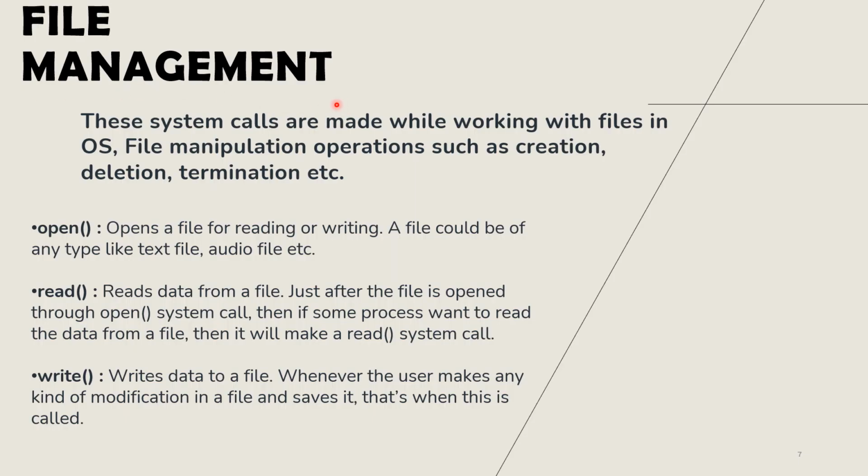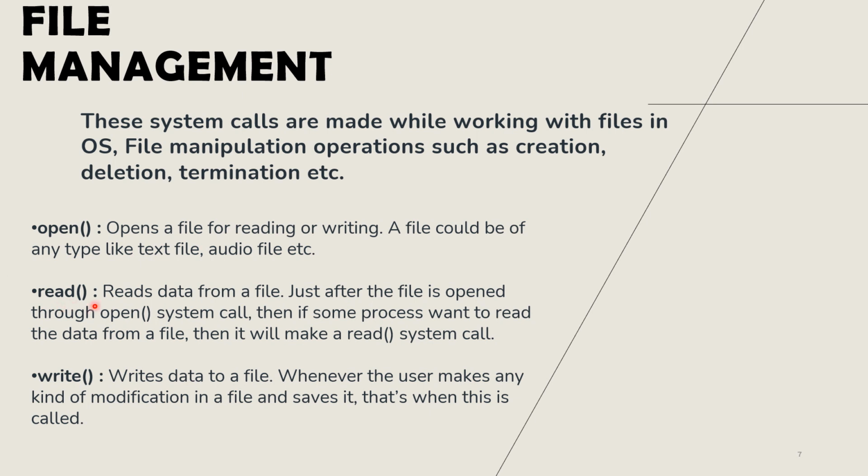Let us discuss about the file management system calls. These system calls are made when working with the files in the operating system, file manipulation operations such as creation, deletion, termination, etc. Let us discuss about them. Open. It opens a file for reading or writing. A file could be of any type like text file, audio file, etc.